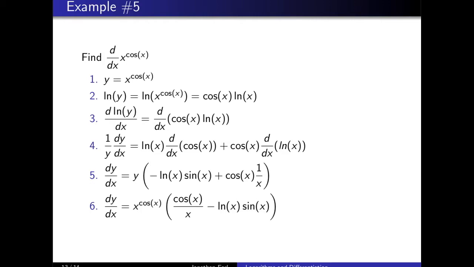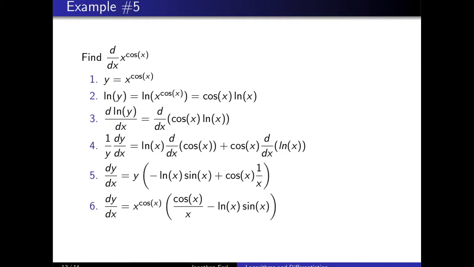Okay, so then two more. I guess these are getting progressively worse. So we'll take x to the power of cosine of x, and we'll do what we've typically done at this point. We'll say y is x to the cosine of x, take the natural logarithm of both sides. So we get the natural logarithm of y is cosine of x times natural logarithm of x.